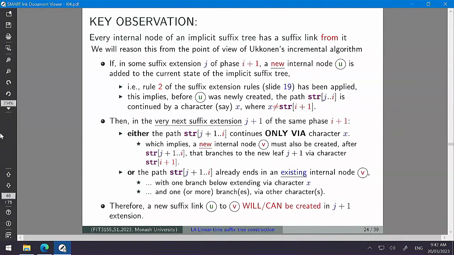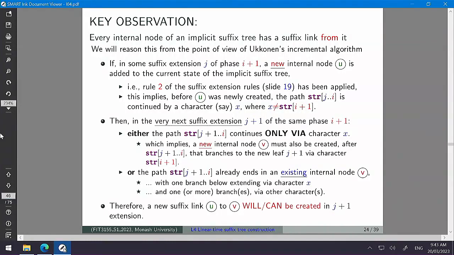It's just one letter, isn't it? 1 to i, 2 to i, 3 to i. The last one would be i to i. Can you ever create a new internal node in the last extension? Because remember, if you create it at j, it resolves at j plus 1. If you create it in j plus 1, it resolves in j plus 2. If you create one in j plus 2, it resolves in j plus 3. So every time you create a new internal node, it's getting resolved in the next extension of that same phase.